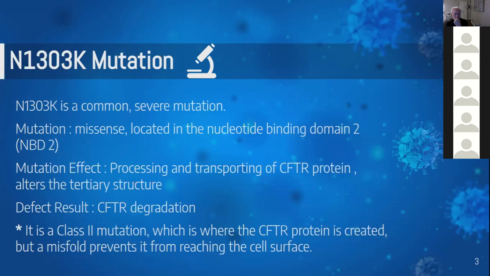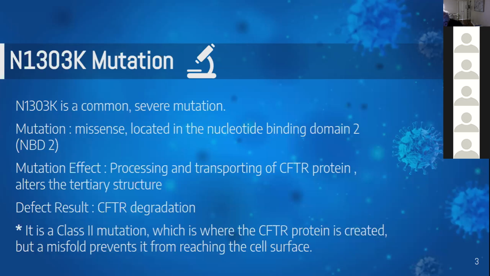It is a missense mutation which is located in the nucleotide binding domain 2, or the NBD2. The effect of the mutation is on the processing and transporting of the CFTR protein, which also alters the tertiary structure. And this is considered a class 2 mutation, which is where the CFTR protein is created, but a misfold prevents it from reaching the cell surface.